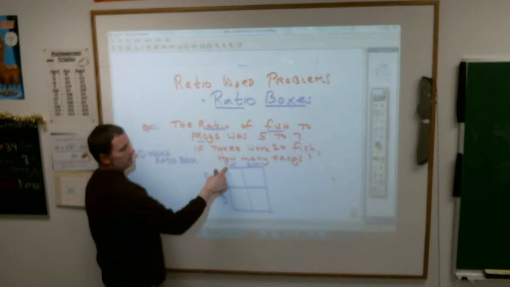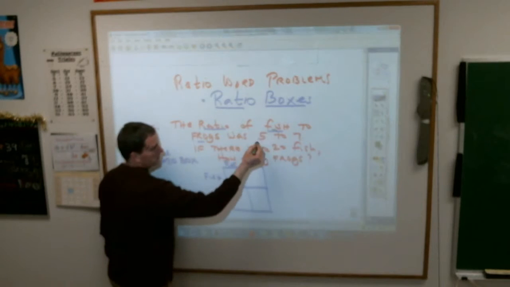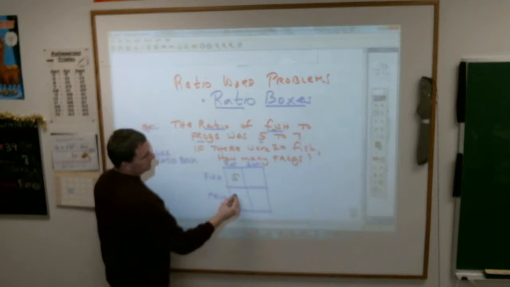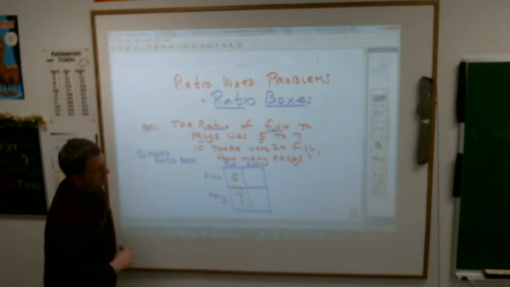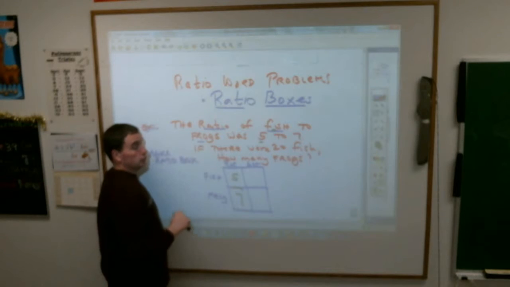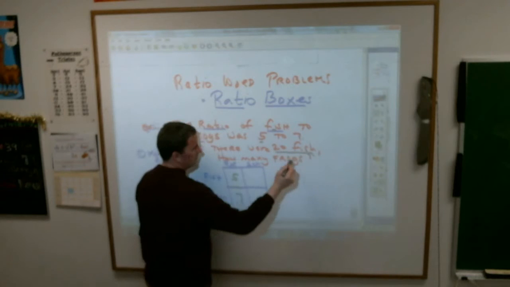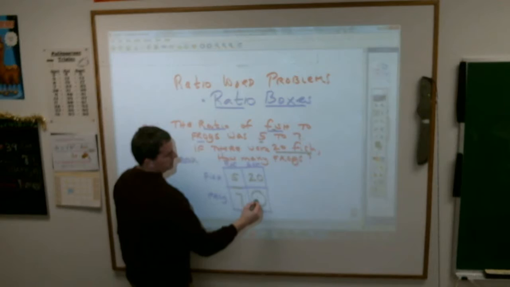What is my ratio that I'm given of fish to frogs? Bella? 5, 7. Right. First one given was the fish, so the 5 goes with the fish. Second one given was the frog, so it's 5 to 7. This is like an equal fraction, 5/7. Now, do they tell me how many actual fish or how many actual frogs I have? Julia? There's actually 20 fish, and I want to know this. This is my letter N, I don't know.